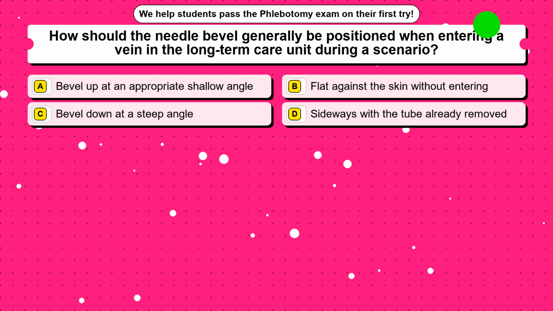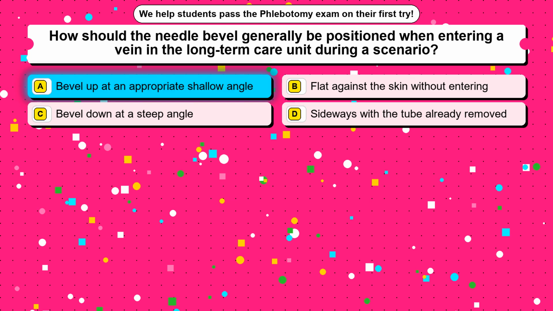Question 20. How should the needle bevel generally be positioned when entering a vein in the long-term care unit during a scenario? Option A. Bevel up at an appropriate shallow angle. Option B. Flat against the skin without entering. Option C. Bevel down at a steep angle. Option D. Sideways with the tube already removed.